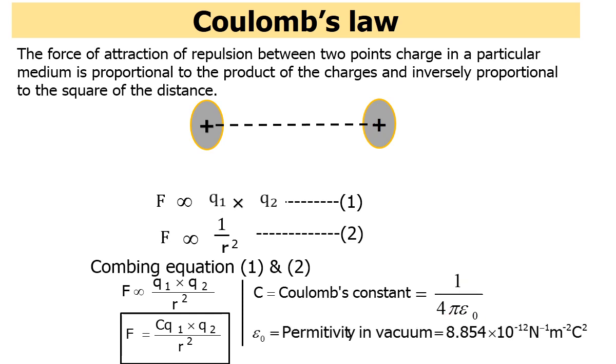Here epsilon naught is the permittivity in vacuum, whose value is 8.854 into 10 to the power minus 12, and unit is Newton inverse meter inverse 2 and Coulomb square. If we put the value of epsilon naught, 4 and pi, then we will get the value of Coulomb constant, which is 9 into 10 to the power 9, and the unit will be Nm square C inverse 2, which is exactly opposite to the unit of permittivity in vacuum.